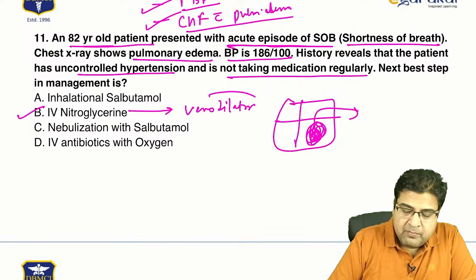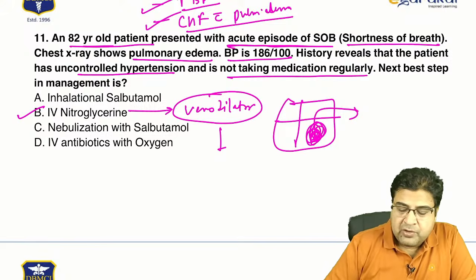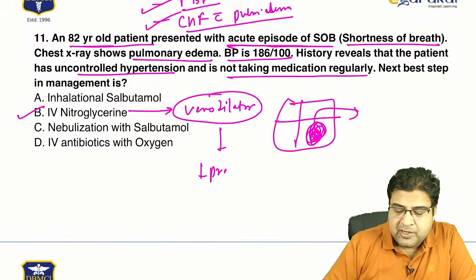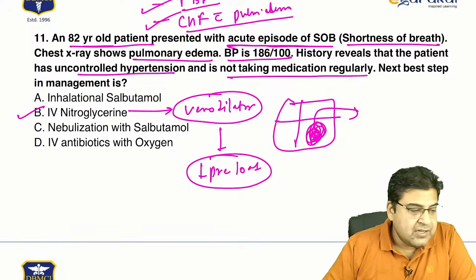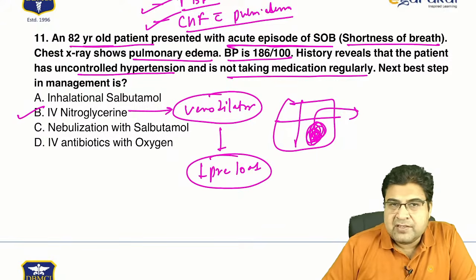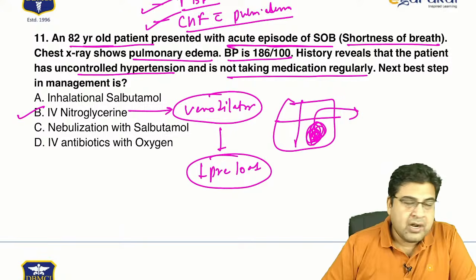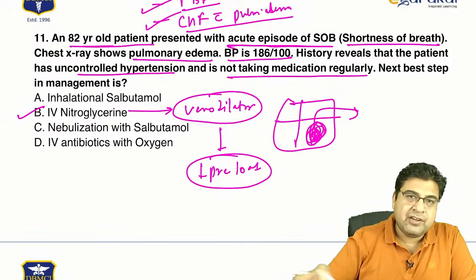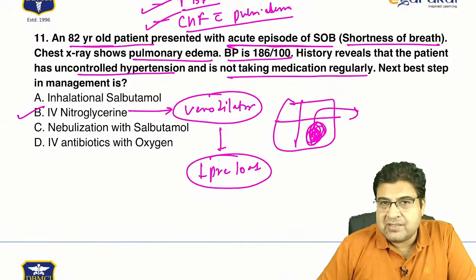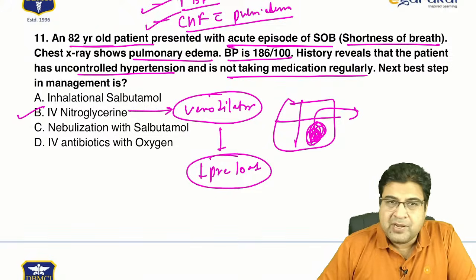Basically, at this point of time, the patient requires a venodilator. Venodilators are the medicines that will reduce the preload. Venodilators are the medicines that will reduce the congestion in the heart. Once they reduce the congestion in the heart, the lungs will have relief, and the patient will not have the breathlessness. The breathlessness is due to pulmonary edema.